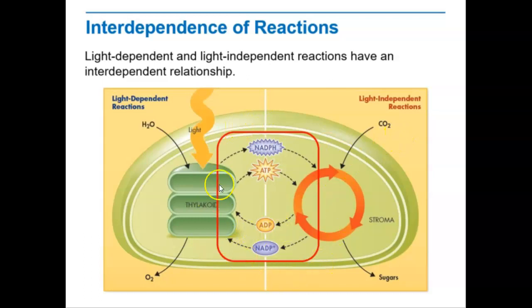And you can see this is a constant cycle. So NADPH is charged, it comes over, that energy and those hydrogens are used, and what's put back out is NADP+, goes back over to the thylakoids where it gets recharged, okay? And same thing with ATP. It's charged in the thylakoids, the process in the stroma depletes the energy, breaks off that last phosphate, and then the ADP goes back to the thylakoids to get recharged. So light-dependent and light-independent reactions have an interdependent relationship. One cannot function without the other.